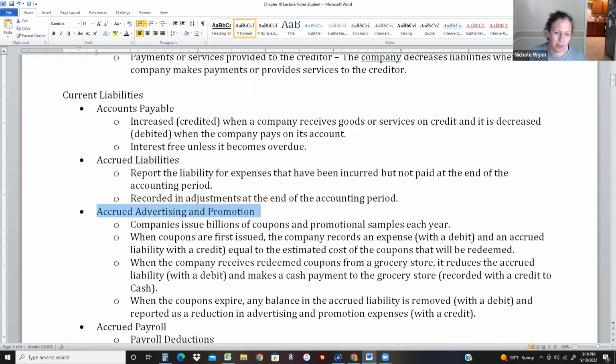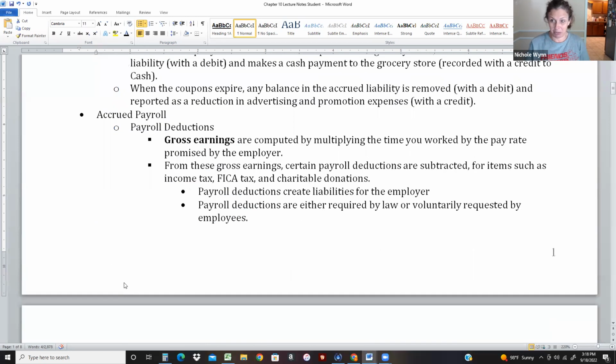Accrued advertising and promotion is something we don't do often, but when you send out coupons to your customers before year end, you have to estimate what the potential cashing in of the coupon would be to get the matching principle taken care of, but we won't do any of that. But we need to talk about some payroll stuff.